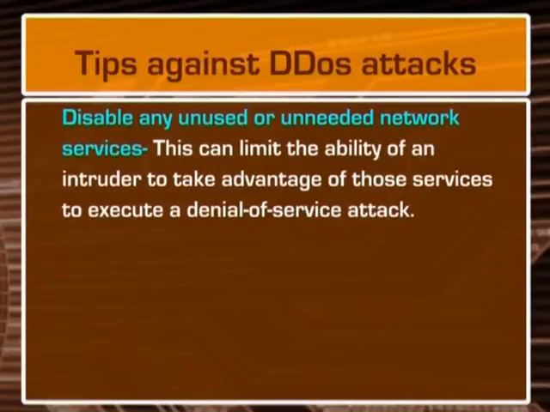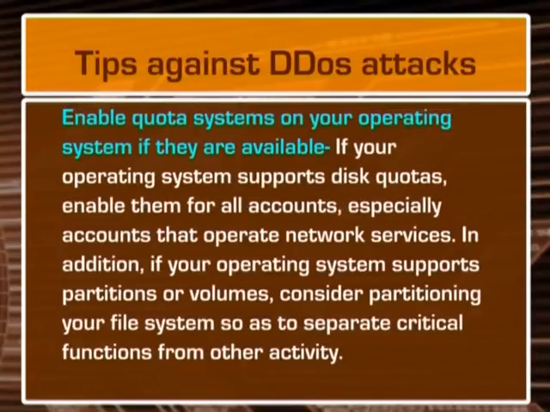Third is to disable any unused or unneeded network services. This can limit the ability of an intruder to take advantage of those services to execute a denial of service attack. Next is to enable quota systems on your operating system if they are available. For example, if your operating system supports disk quotas, enable them for all accounts, especially accounts that operate network services. In addition, if your operating system supports partitions or volumes, consider partitioning your file system so as to separate critical functions from other activities.